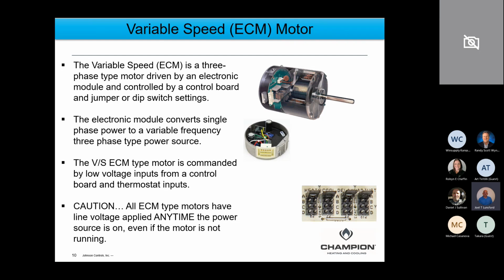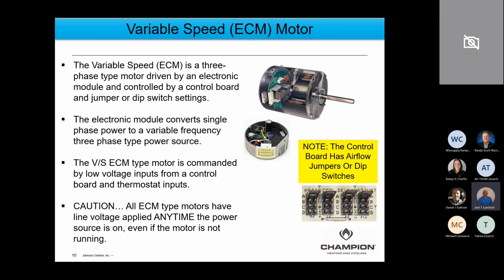Now, I would like to caution everybody one more time, all ECM type motors have line voltage applied to them all the time. And anytime there's power to that furnace or air handler, that motor is going to have power to it. Even though it's not running, it's going to have power to it. So please be careful when you're handling these motors or working around them.